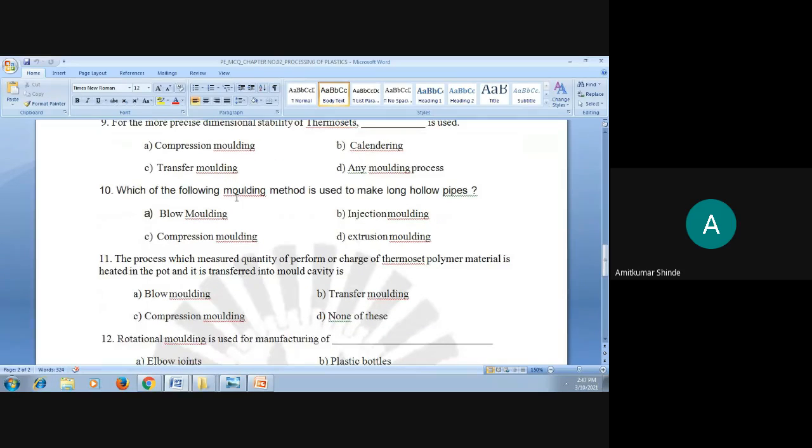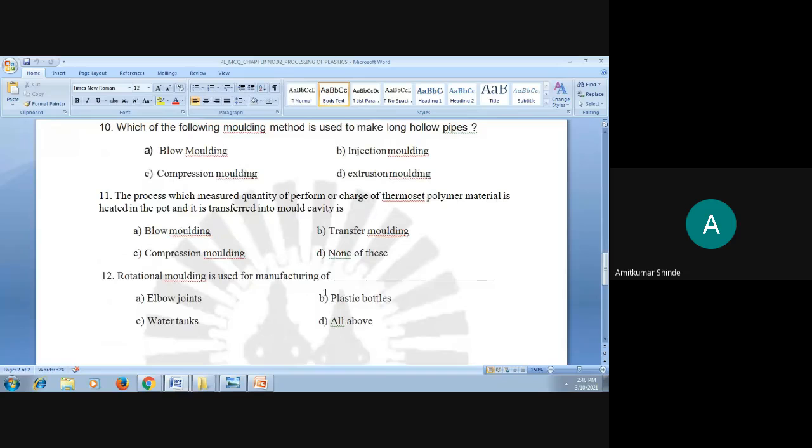Then which of the following molding methods is used for making long hollow pipes, like PVC pipes, or the irrigation pipes for the drip system in agriculture? All those pipes are manufactured by the extrusion molding process. Hollow pipes will be manufactured with the help of extrusion molding.